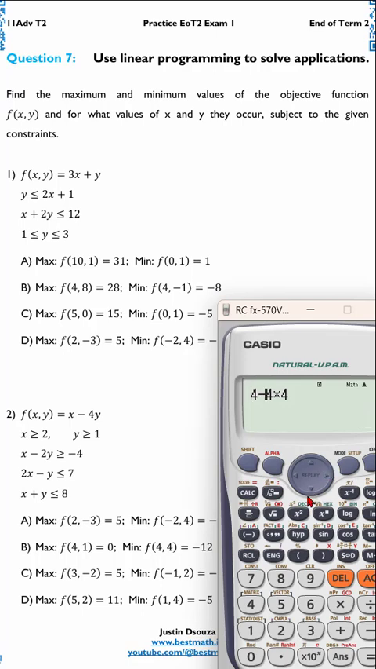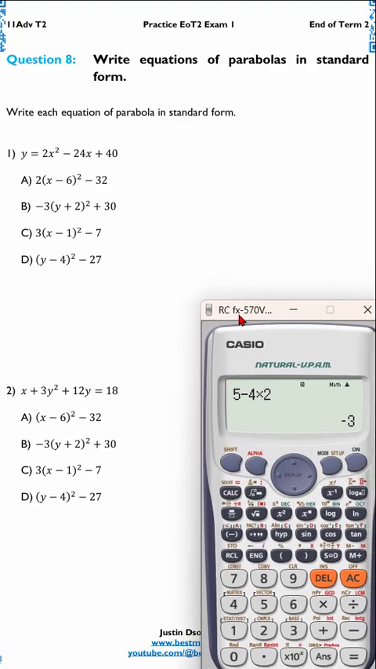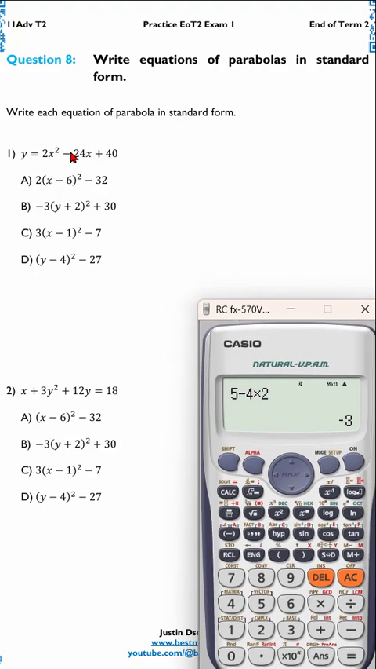Let me just try the other ones. Here it will be 3 times minus 2 and we get an error. What about the last one? It's 5 minus 4 times positive 2 and it's minus 3. So option B was the correct one. That's about linear programming. And here they're asking us to write it in the standard form.